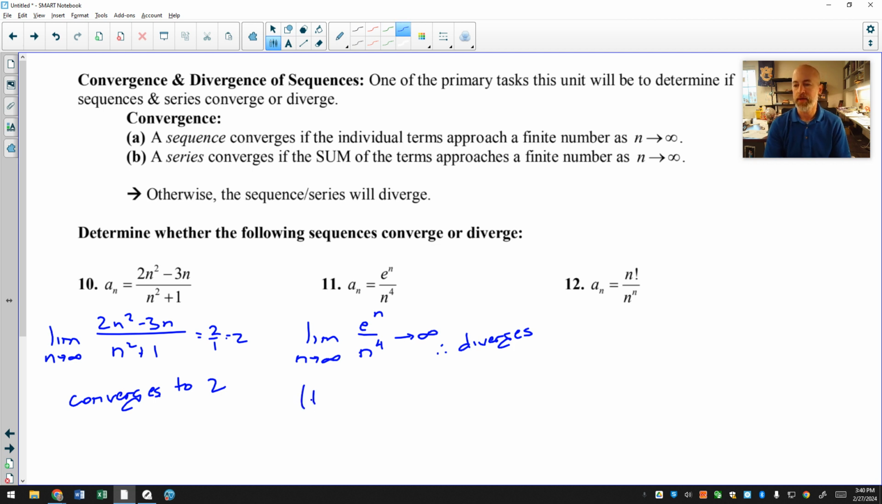And I think I may just write that top heavy, because as n goes to infinity, e to the n is absolutely obliterating n to the fourth. And I'm going to talk about that in more detail on the next slide. The last one here, this one's a little bit trickier. I'm going to grab this and give myself a little bit more room to work on the next page.